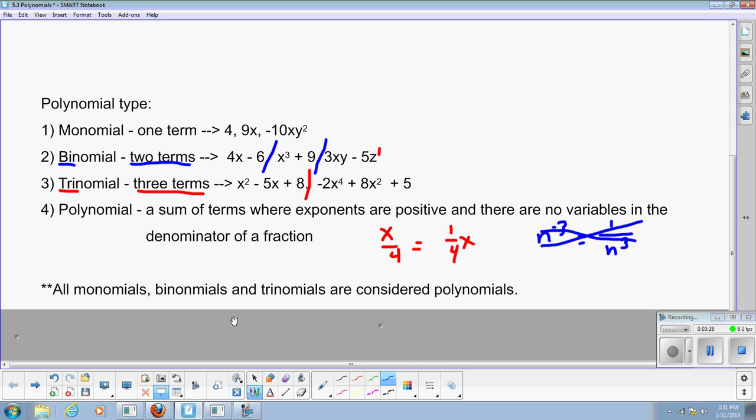Lastly, I want you to understand that all monomials, binomials, and trinomials are considered polynomials. All three are lumped into one category. You have the category of polynomials. You have 3 special types: a monomial, meaning 1, binomial 2, trinomial 3. Anything else, if it has 4 terms, 5 terms, 6 terms, we just call it a polynomial.